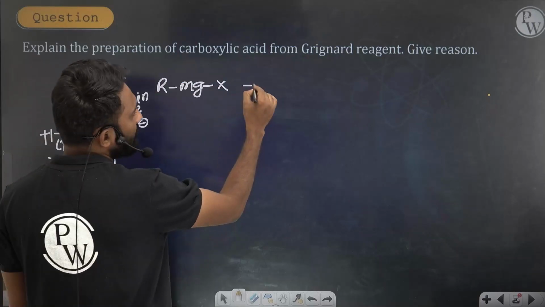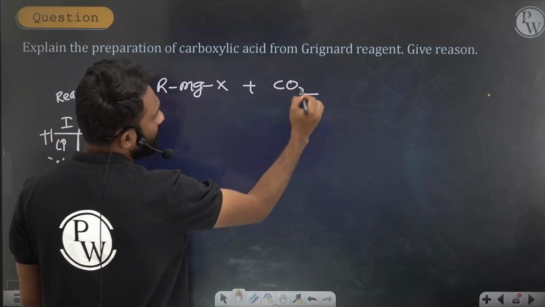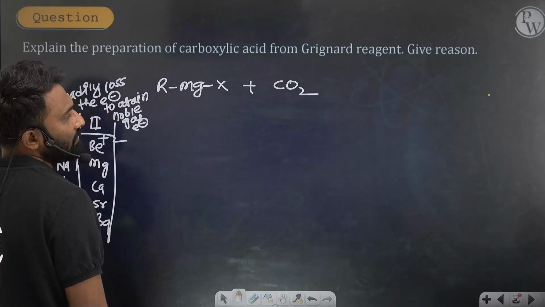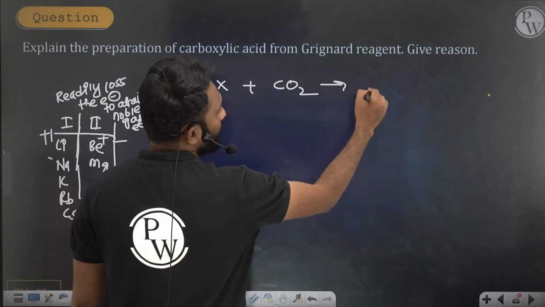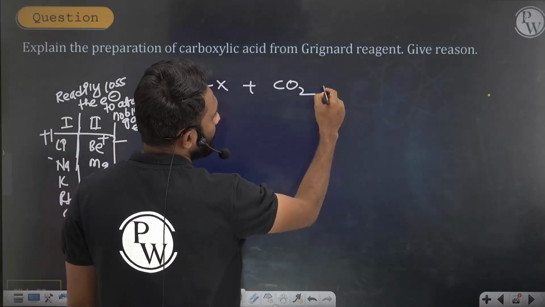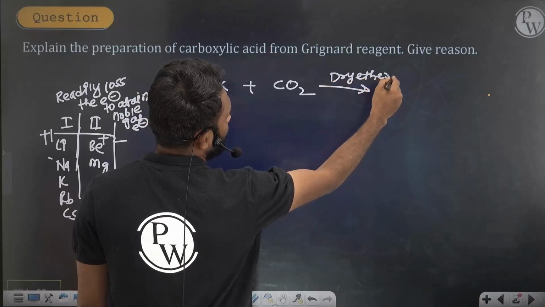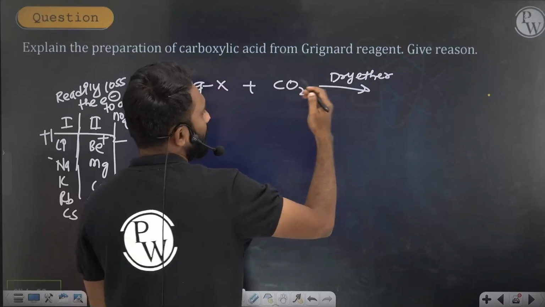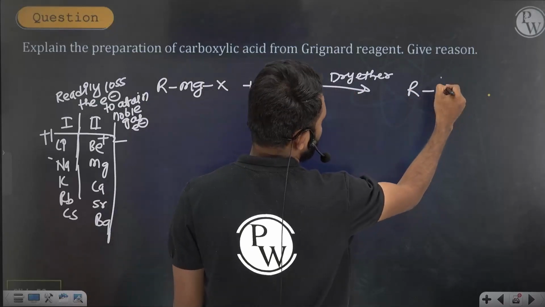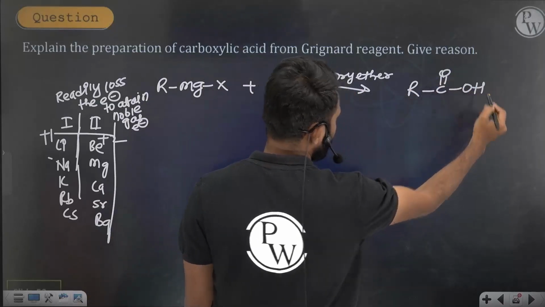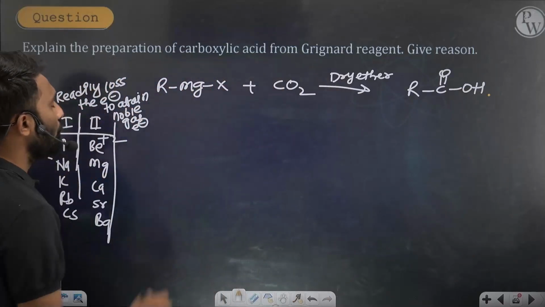By taking the solid CO2, in the presence of dry ether, and then H2O with heating, we will get RCOOH. How? We will see the mechanism now.